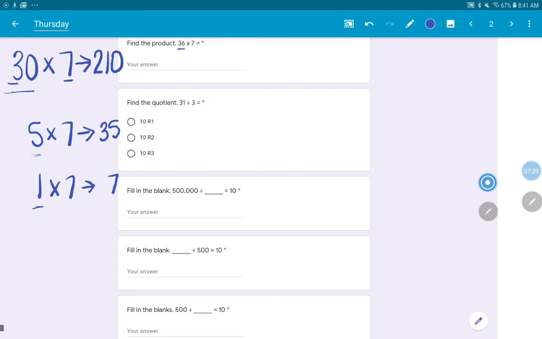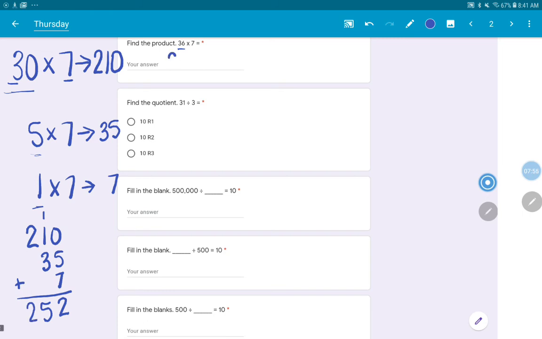Yes. All right, so what do I need to do next? Add them together. So I've got 210 plus 35 plus 7. 0 plus 5 plus 7 is 12. So 2, I'm going to carry the 1. 1 plus 1 plus 3 is 5. And 2 plus nothing is 2.